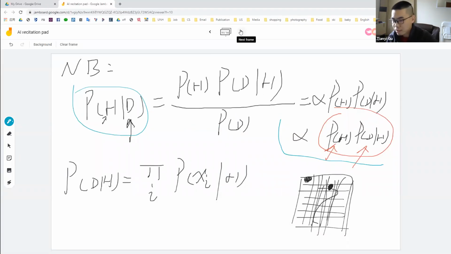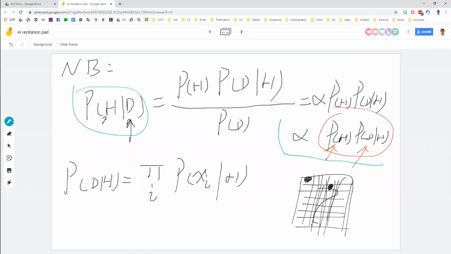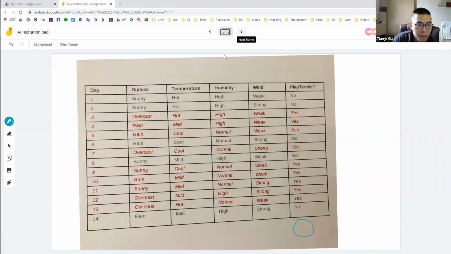Do people understand? Any questions? We have questions in the chat. Okay, so I'm not really clear on where that 3 is coming from in the denominator.